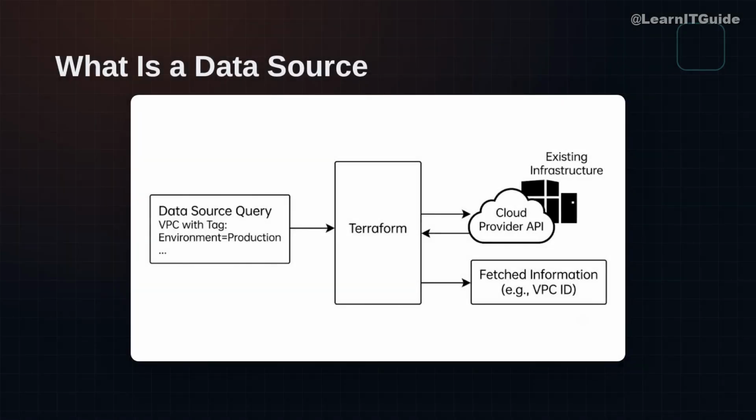So, what is a data source exactly? It is a read-only request to your cloud provider. Think of it like using a search engine. If you want to find a file on your computer, you do not memorize its exact memory address. You search by name, date, or type. A data source works the same way. You define the criteria, like searching for a VPC with a specific tag, and Terraform performs the lookup for you. It is like having a live, up-to-date address book for your entire cloud environment.